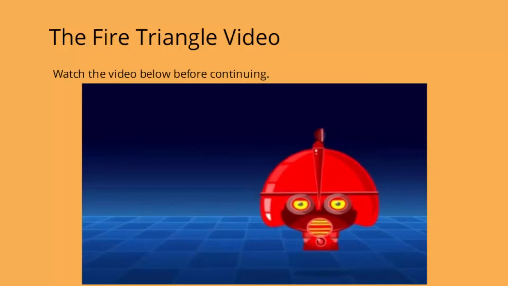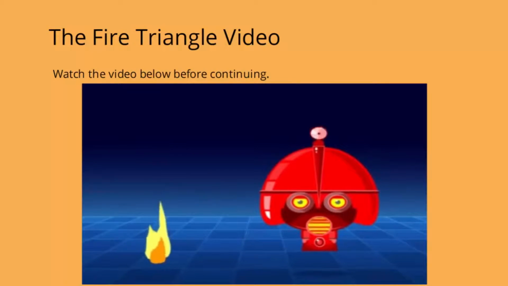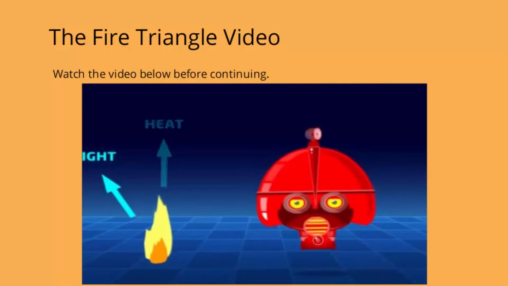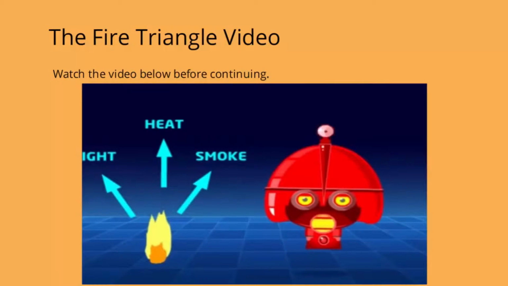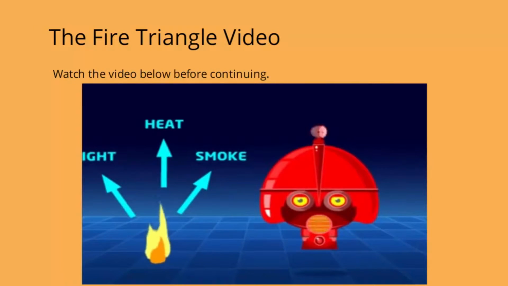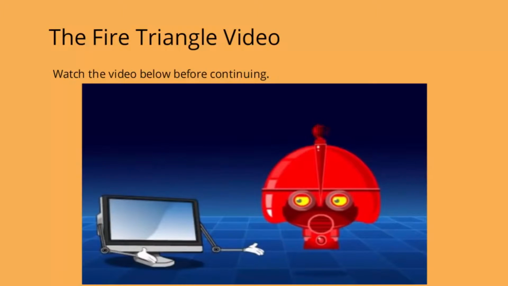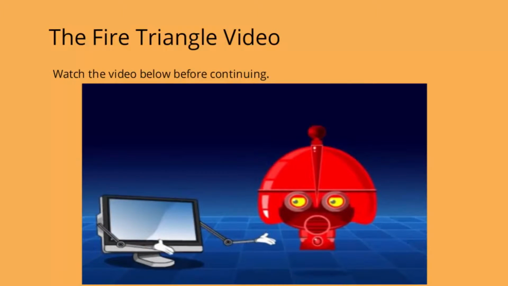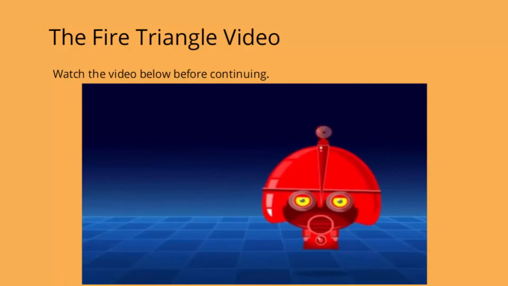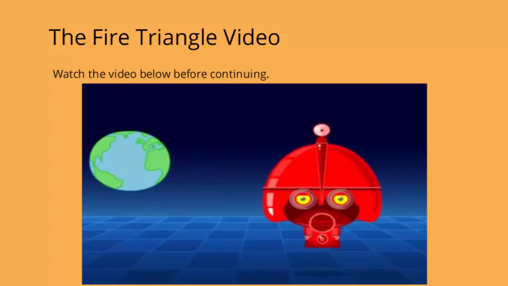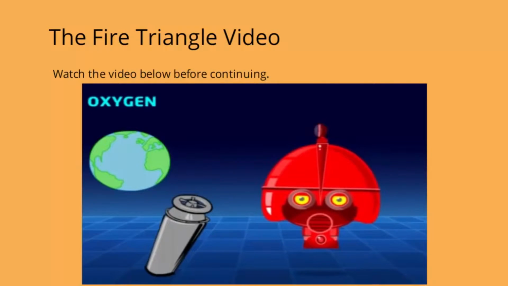We all know what fire is. Fire happens when a substance burns and gives off light, heat and smoke. But what ingredients are needed to start a fire and keep it going? Fire needs three essential ingredients to start. The first ingredient is present all around us in the air: oxygen.